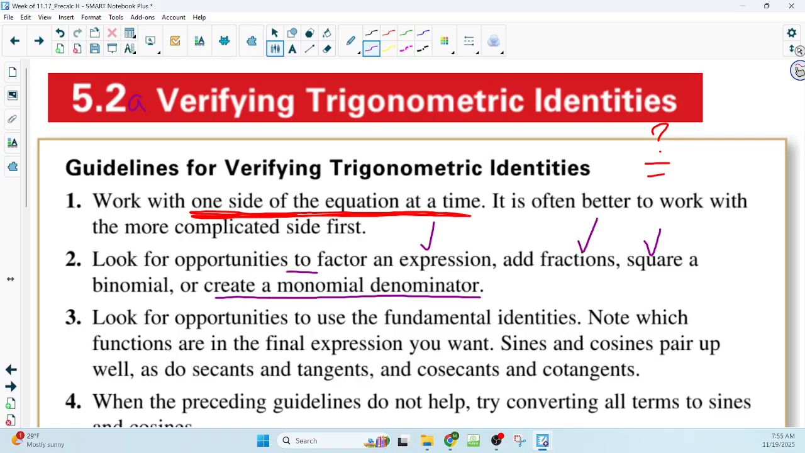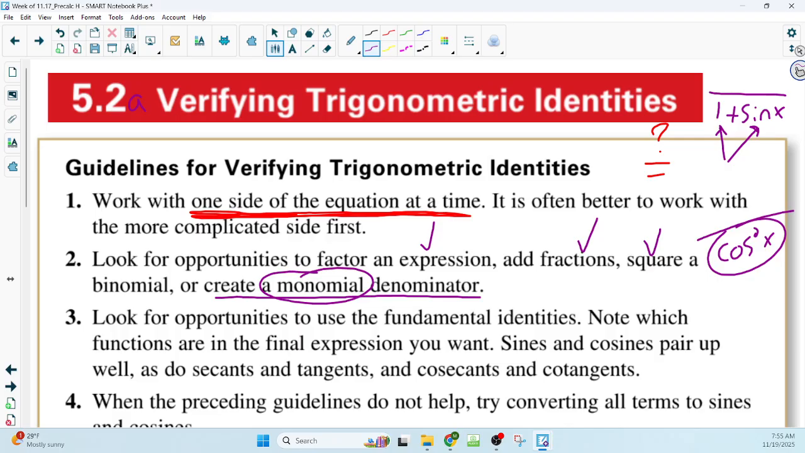What does that mean? A monomial denominator means a denominator. This is not a monomial denominator. That's a binomial, 1, 2. Monomial denominator is like this. Okay? 1. So these are the things you're trying to do.